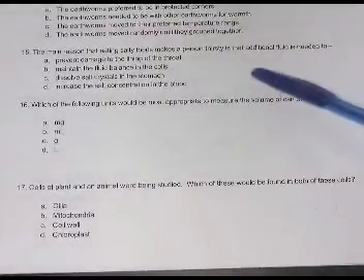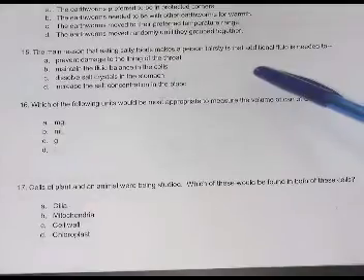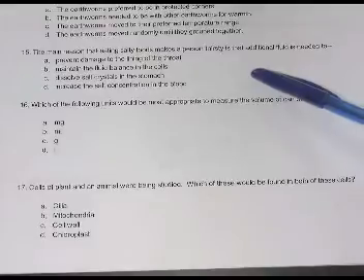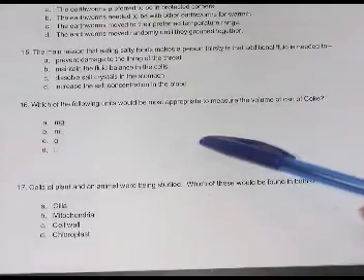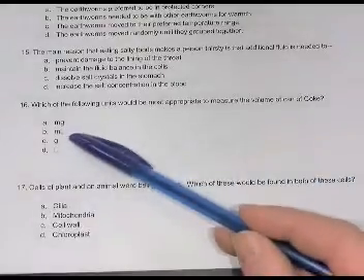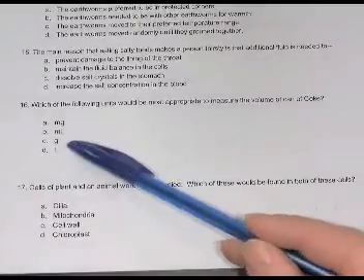Question 15. The main reason that eating salty foods makes a person thirsty is that additional fluid is needed to A, prevent damage to the lining of the throat. B, maintain the fluid balance in the cells. C, dissolve salt crystals in the stomach. D, increase the salt concentration in the blood. Question 16. Which of the following units would be most appropriate to measure the volume of a can of Coke? Is it A, Mg, B, Ml, C, G, D, L?